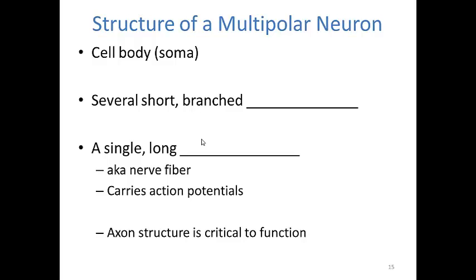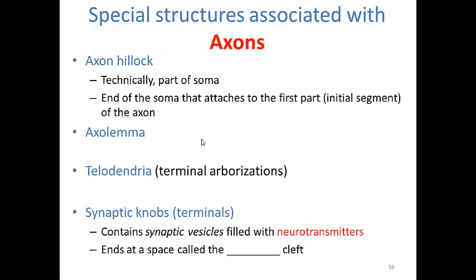A multipolar neuron has several short branched dendrites, and it's the job of the dendrites to bring signals into the neuron. And a multipolar neuron has a single long axon. The axon is also called the nerve fiber. The axon's job is to carry action potentials. Action potentials are very dramatic changes in the transmembrane potential. It's the electrical events that we associate with a multipolar neuron. And the axon structure is very critical to its function. So let's take a look at the structures of the axon.